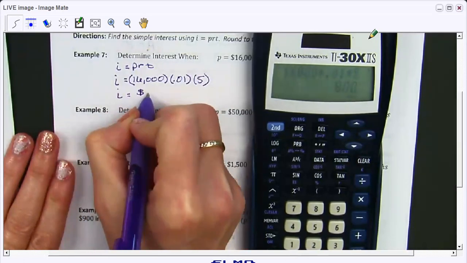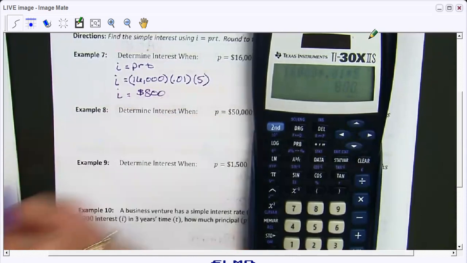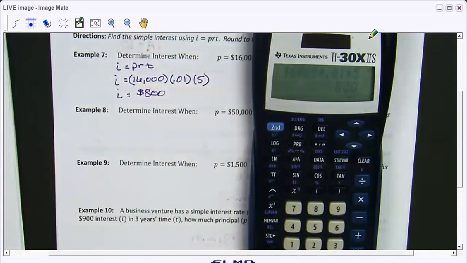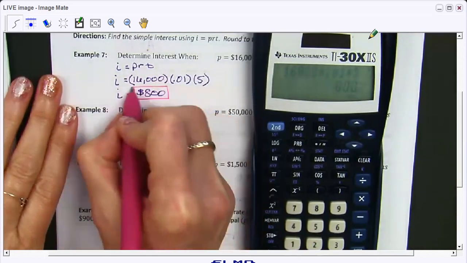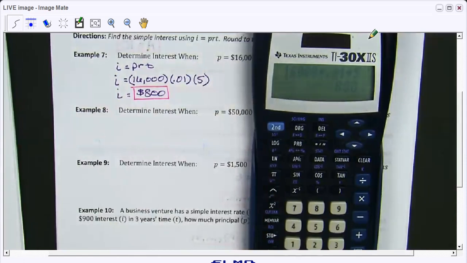So make sure when you're doing interest, your unit is the dollar sign. Unless you want to write out dollars, but you don't have to. So this right here is your answer. Okay. Any questions? Okay.